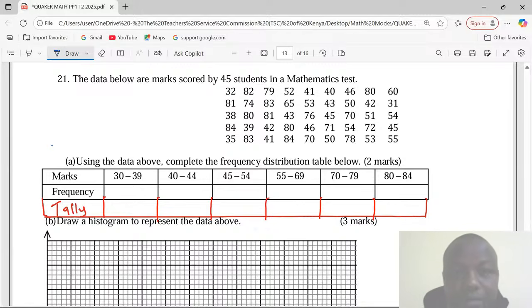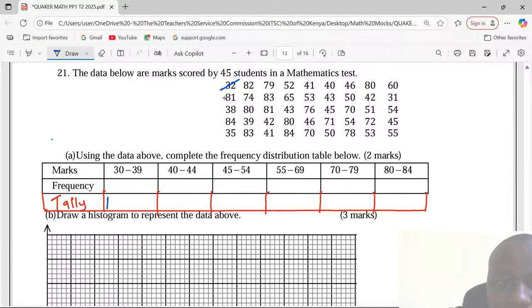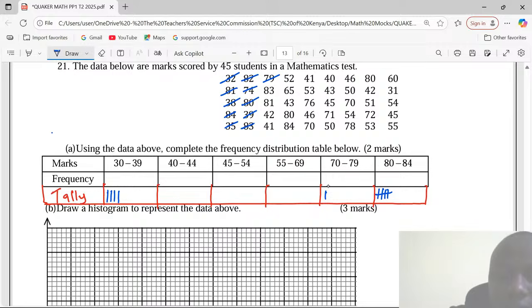Look at this. If it's 32, for example, we mark 32 like that. We place a stick to the class where 32 is. 81, a stick to where 81 is. 38, a stick. 84, a stick. 35, a stick. 82, a stick. 74, a stick to the class. 80, a stick again. 39, a stick here. 83, they are already 4, so we bind them using the 5th one that way. 79, a stick. 83, once again. 81, once again. This is a very good class.